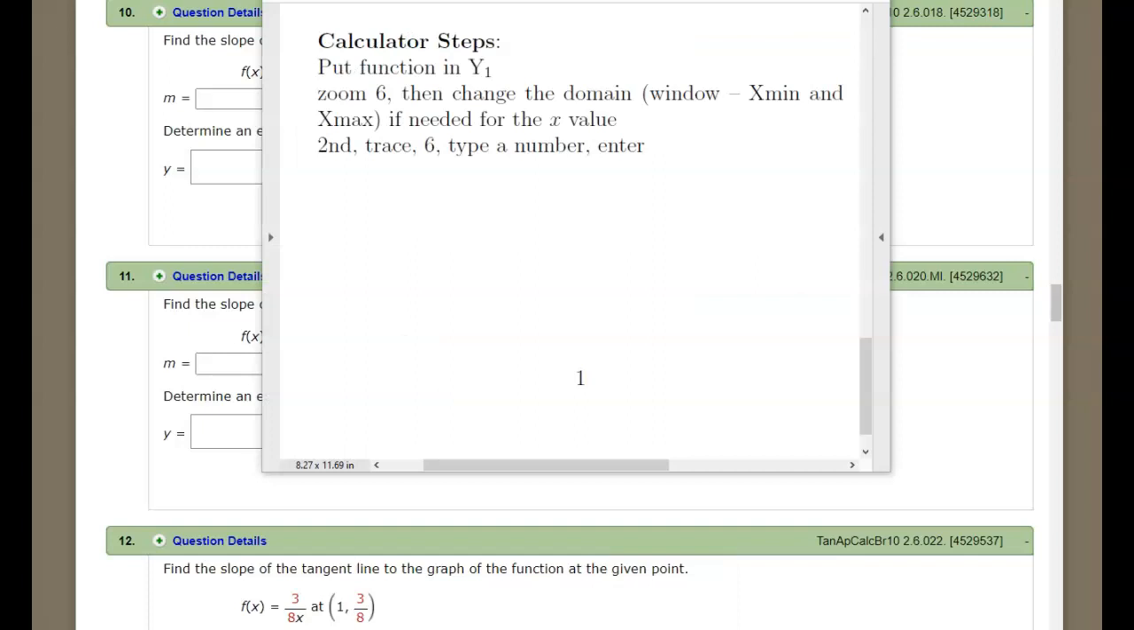So to do this in a calculator, to find the derivative, the slope of the tangent line, the rate of change, in your calculator, you'll put your function in y1, you'll do zoom 6, then change the domain if you need to, and a second trace 6, type a number, and enter. So let's go through those steps.